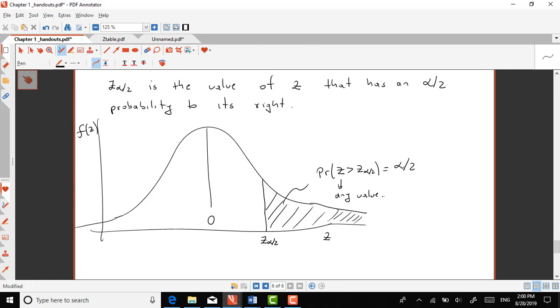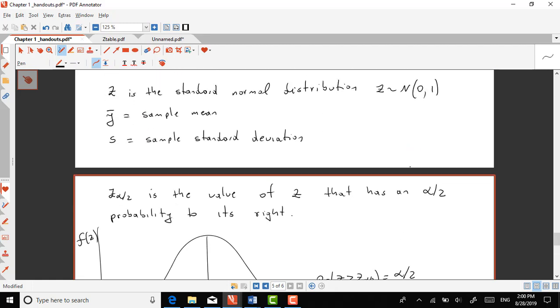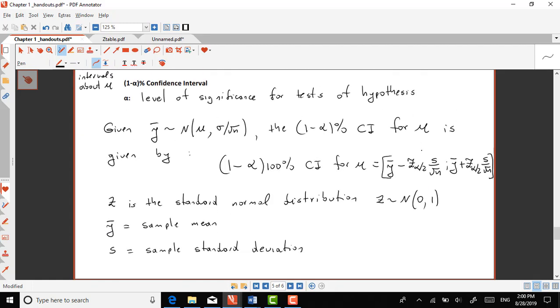Remember, big picture, before you get lost in the details, what we're trying to do is calculate these confidence intervals. We already know the mean, we already know, well, I haven't defined S, but the square root of n, and we're trying to find out how to find the z alpha over 2. This is a value from the z distribution. So how do we find that value?